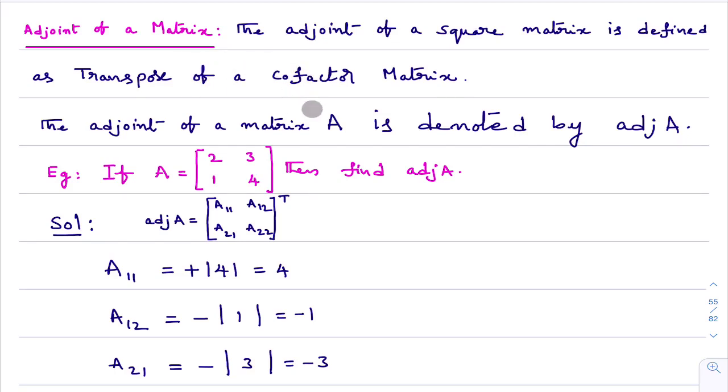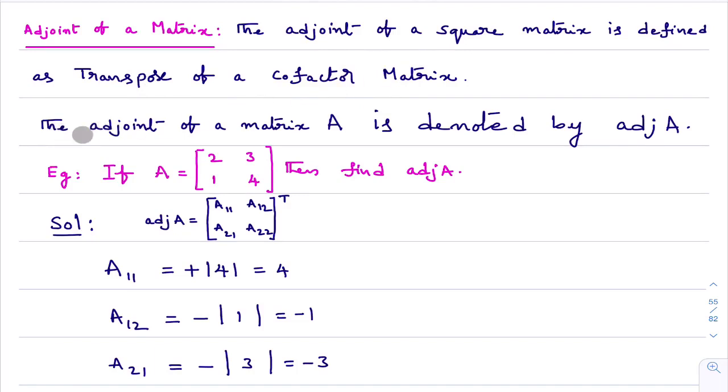Okay. You see this adjoint of a matrix. Definition: the adjoint of a square matrix is defined as transpose of cofactor matrix. The adjoint of a square matrix is defined as transpose of a cofactor matrix. I'll explain this while doing example. Transpose of cofactor matrix is called adjoint of a matrix.